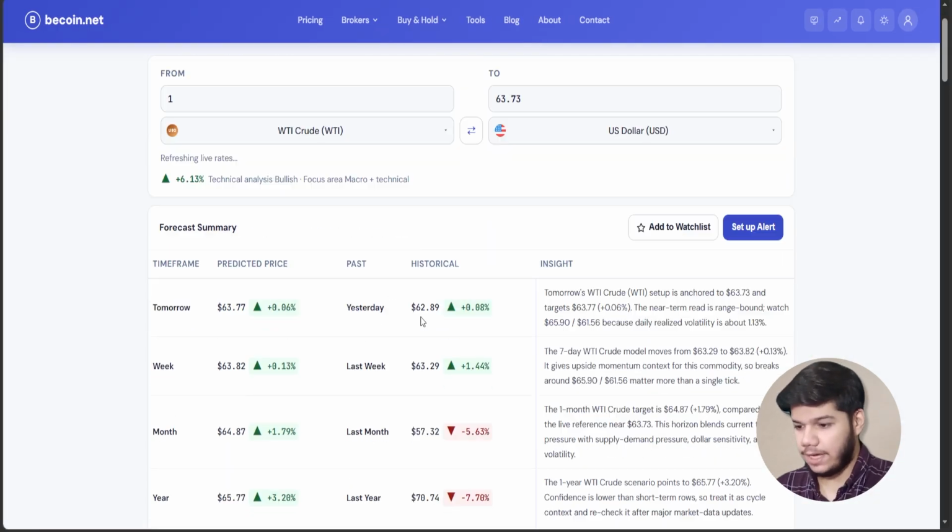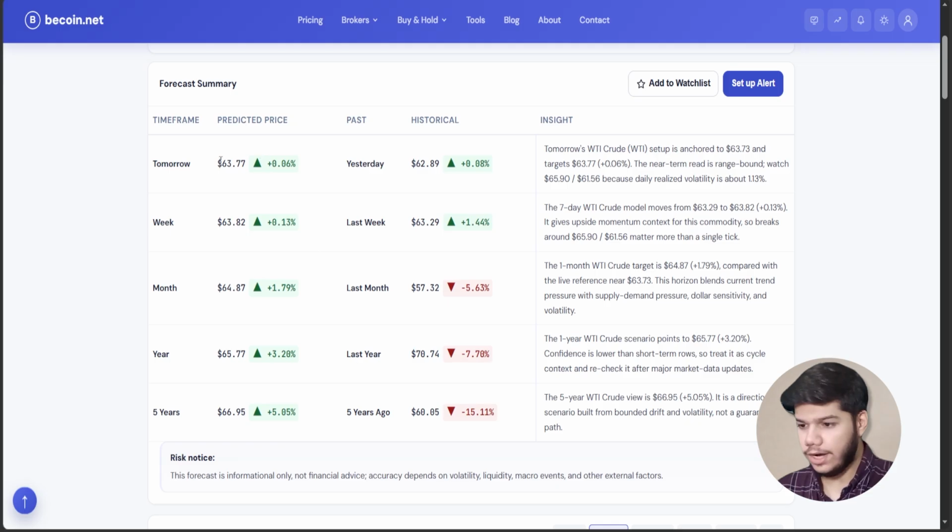So here is the page for the crude oil. Here you can see the tomorrow predicted price is 63.77, and the past yesterday was 62.89. Similarly, here is the weekly price predicted, the monthly price, the yearly price, and the 5-yearly if you are a positional trader. Similarly, here you can see the insights written here as well.